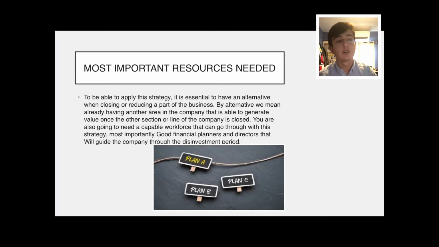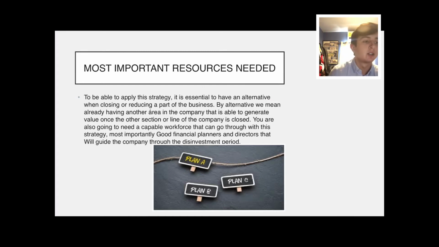So to apply this strategy, what are the most important resources needed? To be able to apply it, it is going to be essential to have an alternative when closing or reducing a part of the business. Since we're going to close it down, we're going to need something else that is going to generate value for us. So we need that alternative, or a plan B and even C, that is going to help the company keep performing and generating value in the meantime.